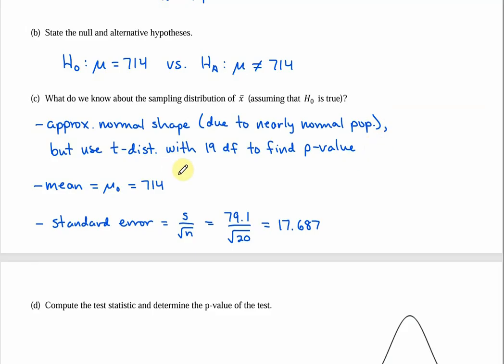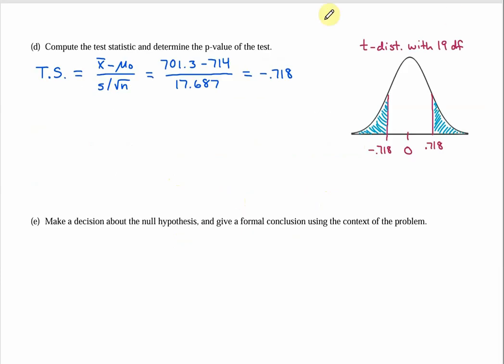Then the mean of the sampling distribution would be mu, but if we're assuming the null is true, that's 714. And then the standard error: we have s from up above, that's 79.1. Divide that by the square root of 20, and there's the standard error. We have all the pieces to compute the test statistic because we have the sample measures, we have our null value, we have the sample size. So if you sub everything in and simplify, you get negative 0.718, at least to 3 places. And we're going to use a t-distribution with 19 degrees of freedom to get the p-value.